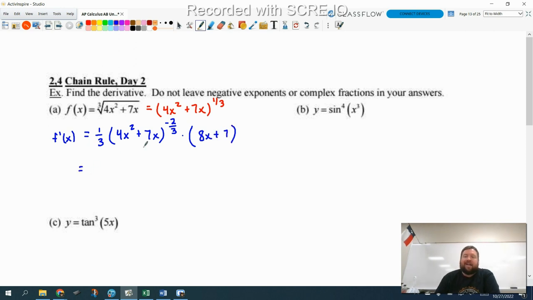All right, don't leave any negative exponents as part of your final answer. So you're going to move that down to the bottom. You get your 8x plus 7 on top. Then you have a 3 times 4x squared plus 7x to the 2/3 power.